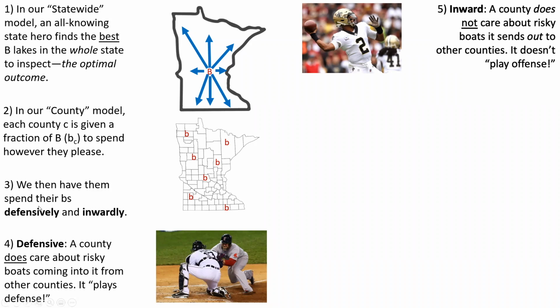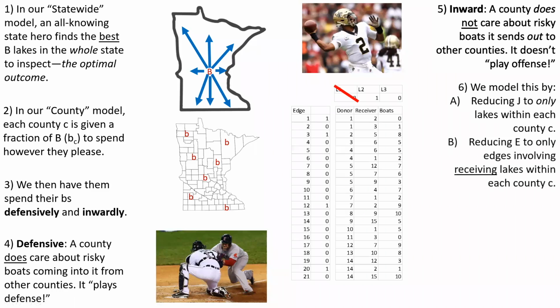So, how do we actually build our county model? How do we go from a statewide model to a county model? Well, it's like we take the large problem I've described on the previous slides and we chop it into 87 mini problems for every individual county that we're looking at. So every new county that we're looking at, we go in and we chop out all the lakes in our edge lists and our decision variables that aren't in that county. We chop out every edge that doesn't involve a receiving lake in that county. And so then we end up with smaller decision variables and smaller edge lists and a smaller problem to solve.